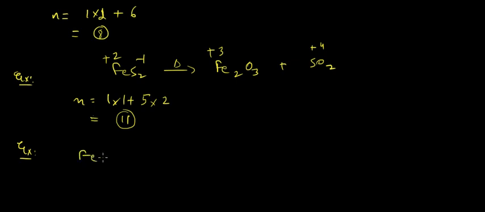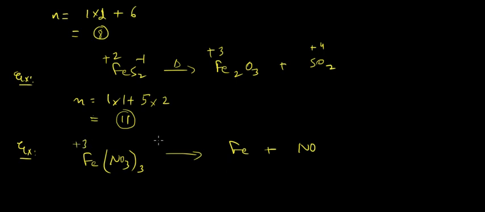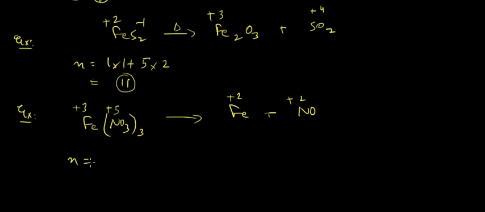Okay, let's see another example, where we have Fe(NO3)3 giving Fe plus NO. So Fe is going from +3 to +2, and N in NO3 is going from +5 to +2. So the n factor would be the number of electrons accepted, 1 by 1 mole of Fe, plus the number of electrons accepted by N in 3 moles of NO3, which would be 3 multiplied by 3. So the n factor would be 10.